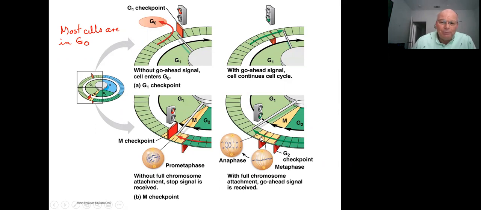And then you have the M checkpoint, end of metaphase, beginning of anaphase. Are all the chromosomes connected to the microtubule, to the spindle via the kinetochore microtubules? Is each sister chromatid connected to one end of the spindle? Is everything lined up in the center? All that is checked at the checkpoint at metaphase. If the answer is yes, then it continues on through anaphase, and mitosis completes.